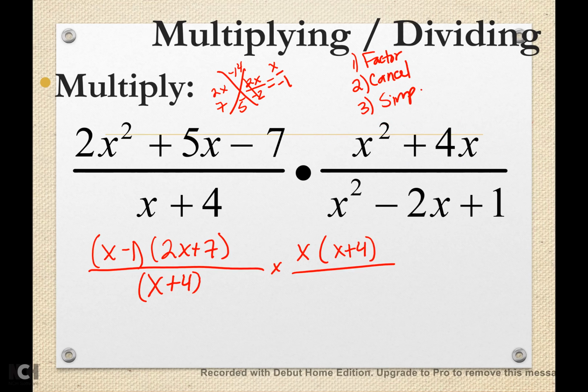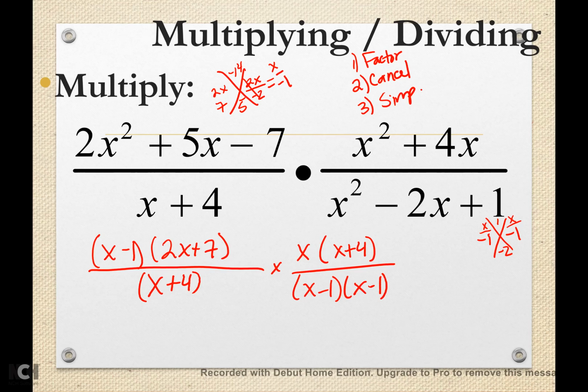And the denominator, I can do the x method for that one as well. Two things to multiply to be 1, add to be -2. It's going to be -1 and -1. And since the leading coefficient is 1x, this will be easy. X minus 1 times x minus 1. So we got it all factored.